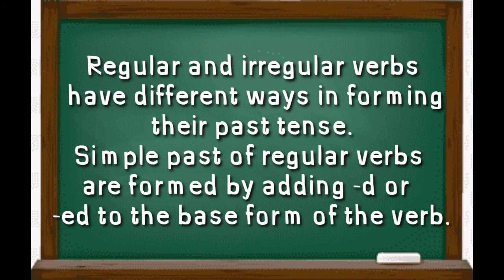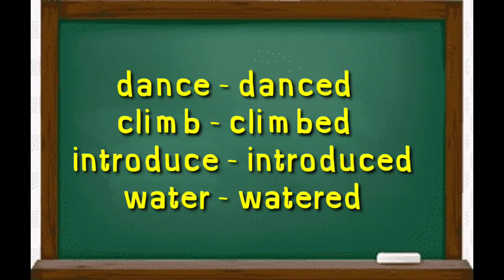Regular and irregular verbs have different ways in forming their past tense. Simple past of regular verbs are formed by adding D or ED to the base form of the verb. Examples: dance, danced, climb, climbed, introduce, introduced, water, watered.